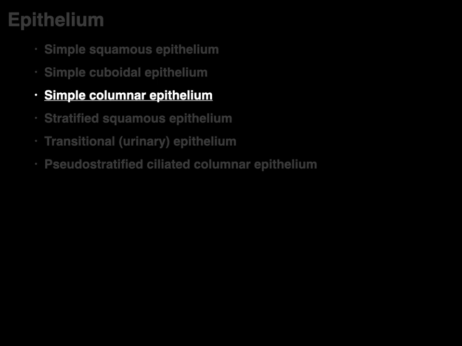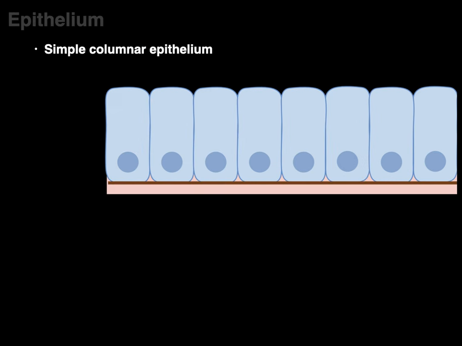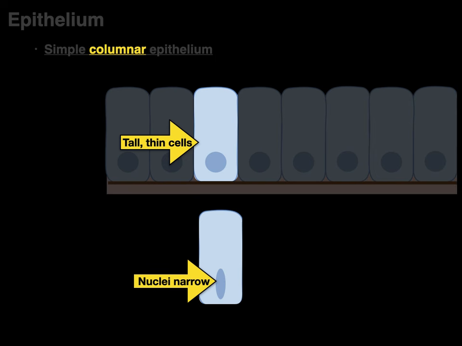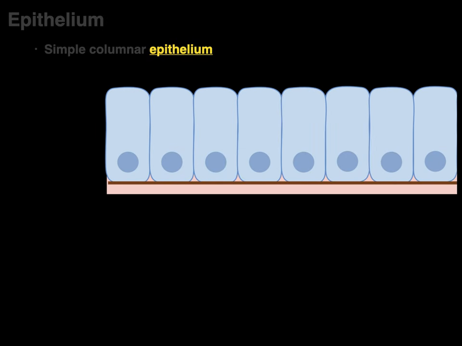Now let's talk about simple columnar epithelium. It gets its name because the word simple means one layer anchored to the basement membrane. Well, the basement membrane in this picture is brown. Columnar because these are tall, thin cells, much like a skyscraper. And so the nucleus is either thin and narrow or round and circular. Often you'll see it round and narrow. And then it's epithelial tissue because you've got a bunch of cells together making epithelium.